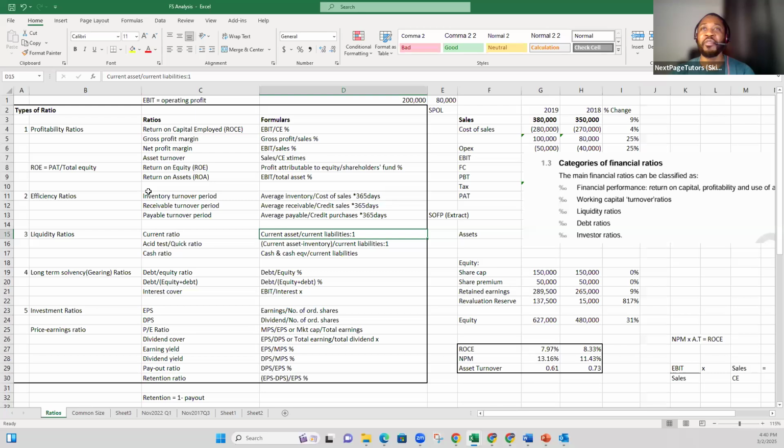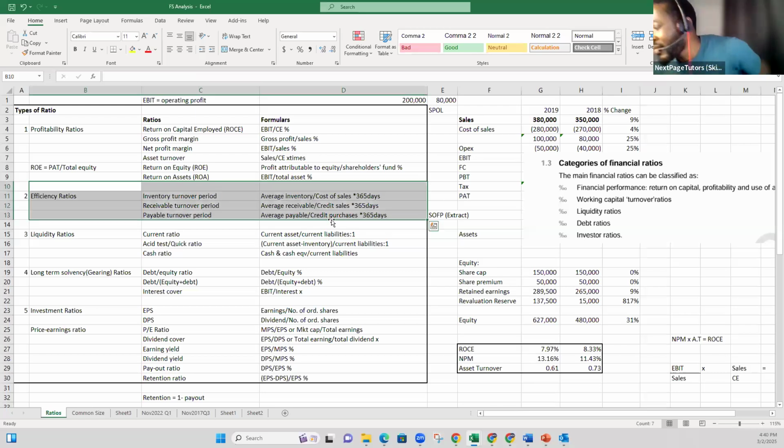All right, so let's talk about efficiency ratios and pay attention. We've said efficiency ratios are those ratios that test how efficient you are in actually managing your working capital, right? How efficient are you in converting your inventory to money or to sales? How fast are you in converting your sales, your receivable to cash? How fast are you in settling the guys that you owe? So at the end of the day, we have these three important ratios.